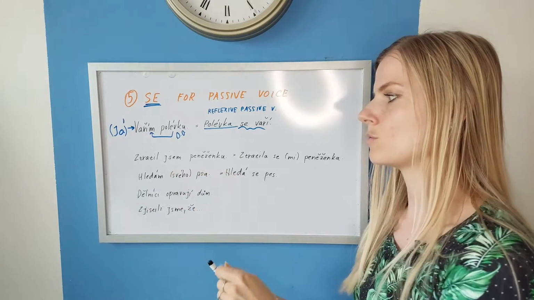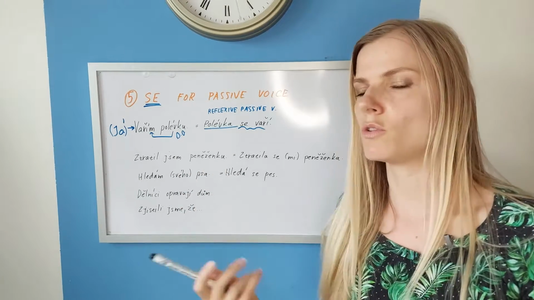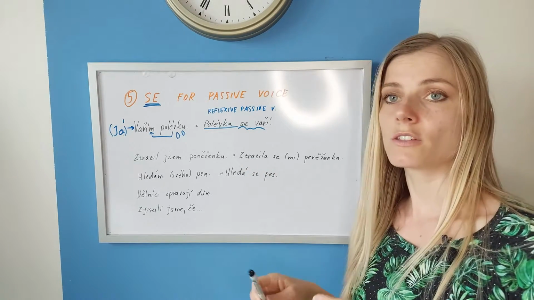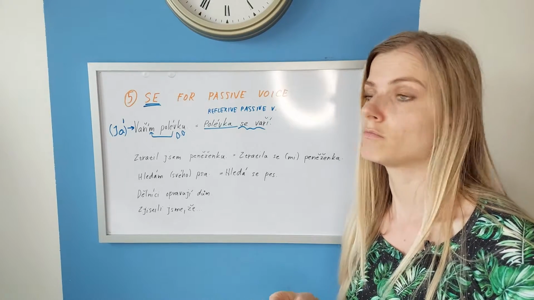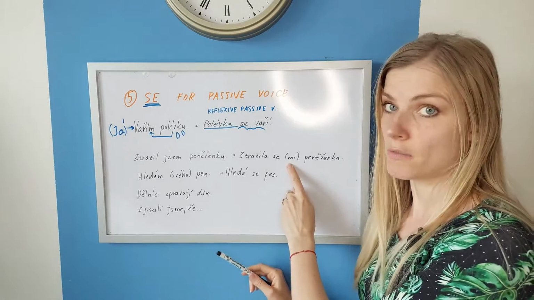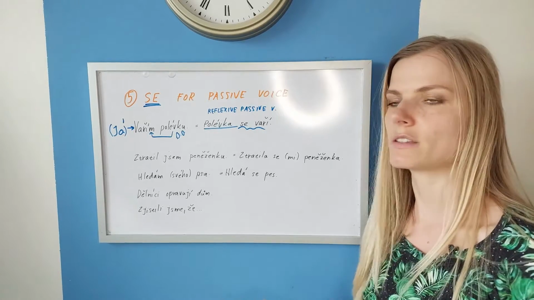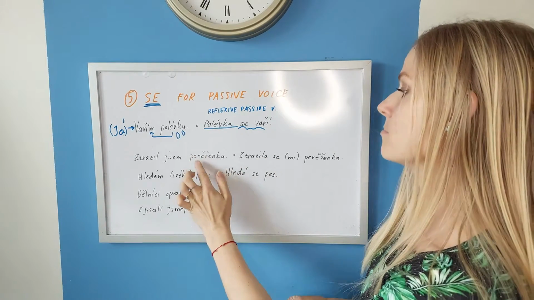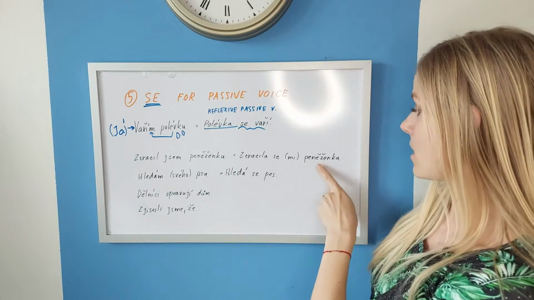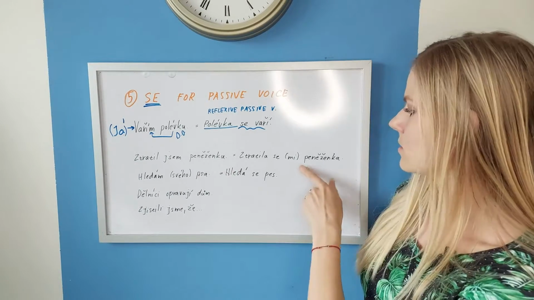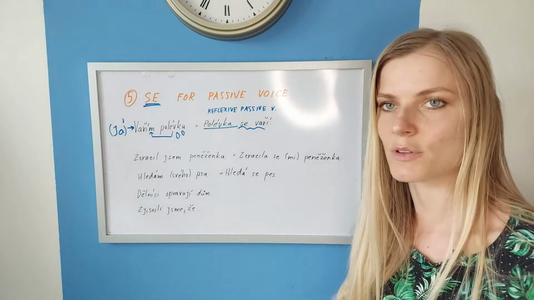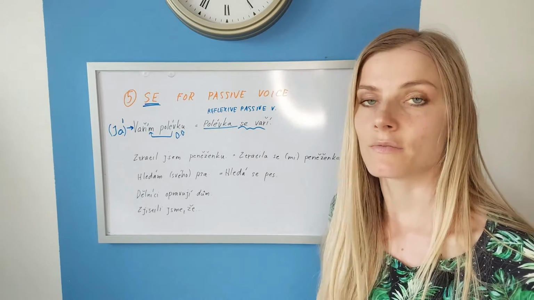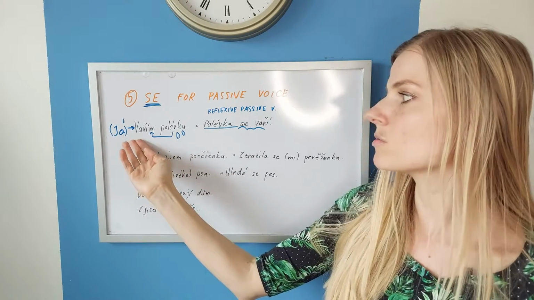Ztratil jsem peněženku. I lost my wallet, or I lost a wallet. And I can say ztratila se mi peněženka. My wallet was lost. My wallet got lost. If I want to emphasize it was my wallet, I could even say mi. Ztratila se mi peněženka. Traditional past tense plus se. And you can see peněženku, the object, changed, and it is a subject now. And it is totally fine to have it at the end of the sentence because it's a new piece of information. As I mentioned, in the passive voice, the subject of the active voice might not be as important.